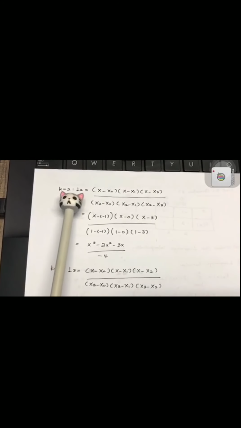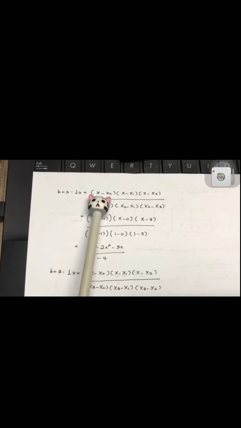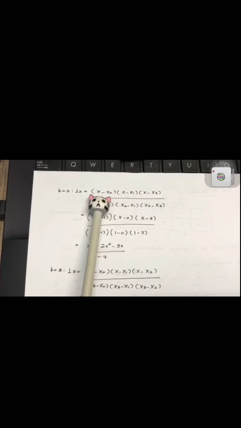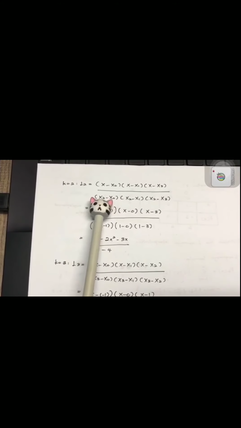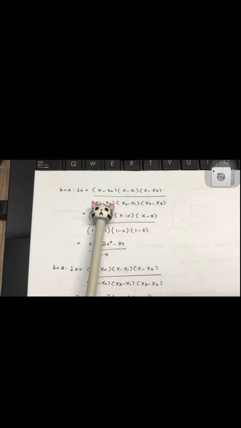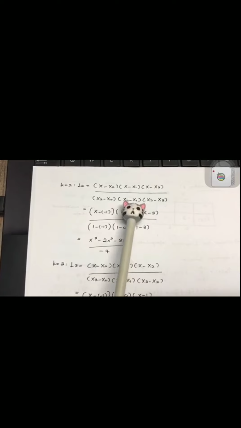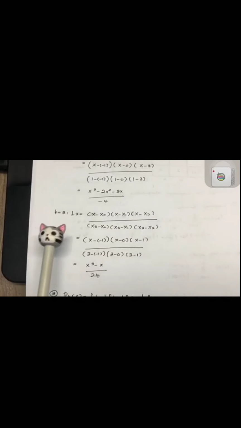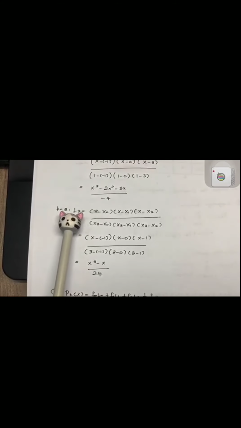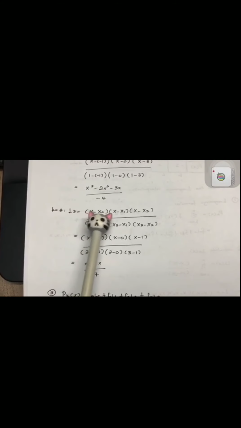For k equal to 2, it is L2. The upper side must not include x2, so it will be like this. The lower part must include x2, so it will be like this. We substitute the value and we got this function. It is the same with k equal to 3, which is L3.